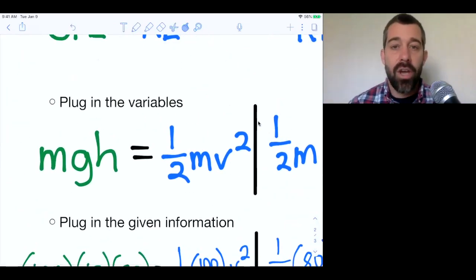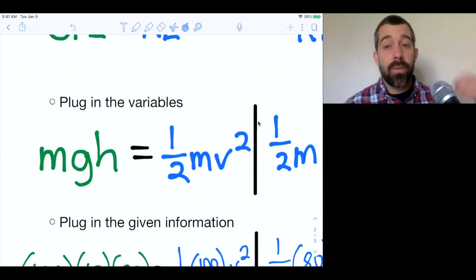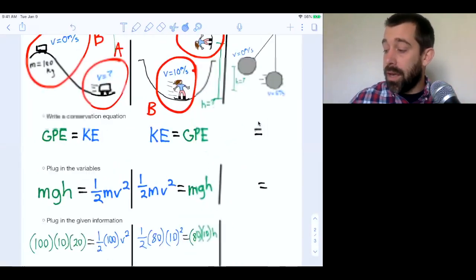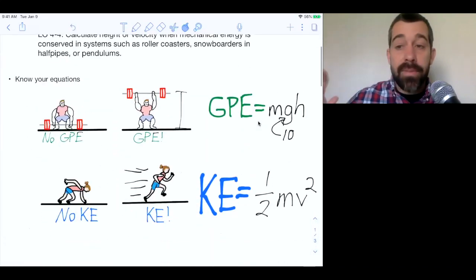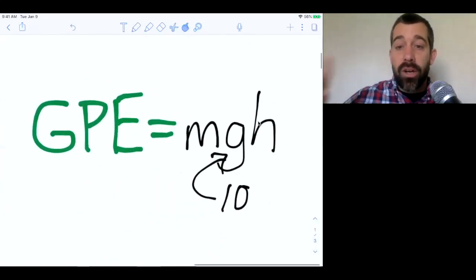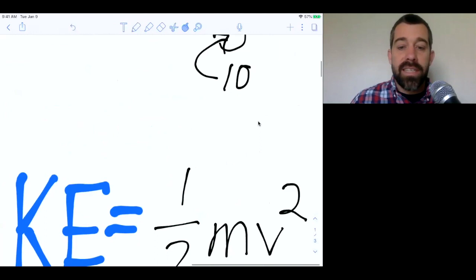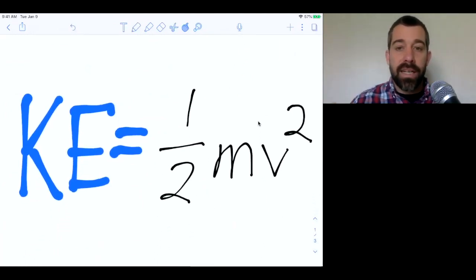Now that we've got that, we're going to go to the next step and we're going to start plugging in variables. So this is where we're going mentally all the way back up to the top. And wherever we see gravitational potential energy, we're going to plug in m times g times h. Wherever we see kinetic energy, we're going to plug in 1/2 mv squared.